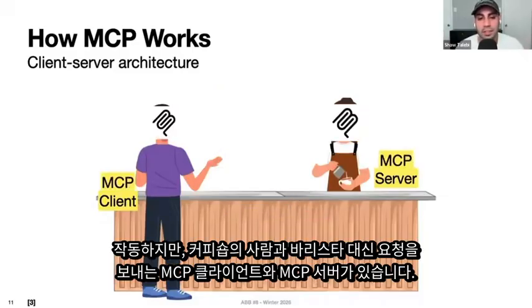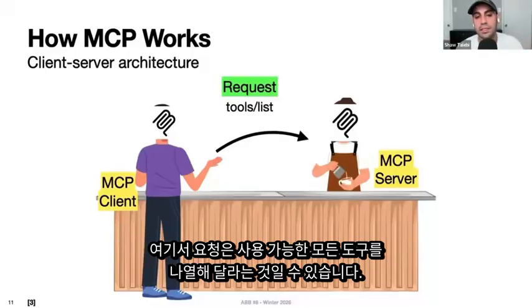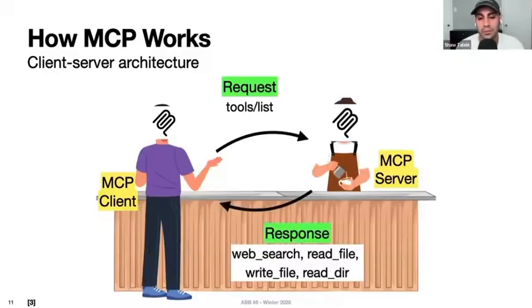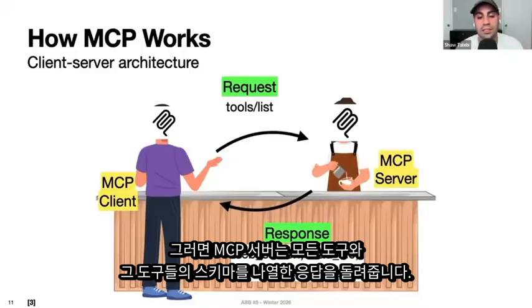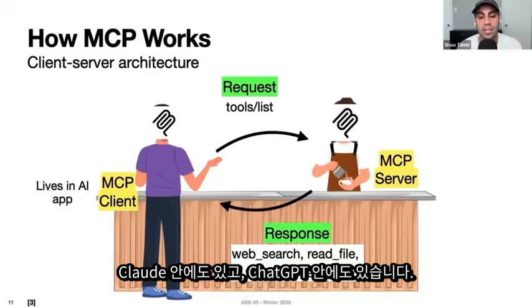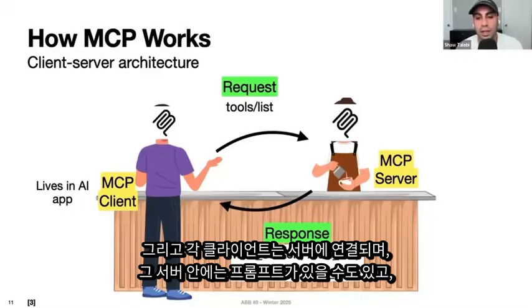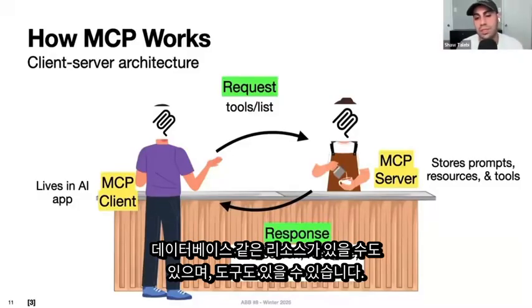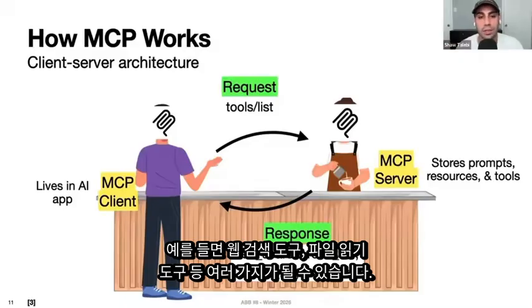But instead of a person in a coffee shop and a barista, you have an MCP client, which is the thing sending requests to an MCP server. So the request here might be, can you list all the tools that you have available? And then the MCP server will send back a response listing all the tools and the schema for those tools. This MCP client lives inside the AI applications. It lives inside Claude. It lives inside ChatGPT. It lives inside Cursor. And each client connects to a server, which within it can have prompts, it can have resources like databases, and it can also have tools. So it's like a web search tool, a read file tool, and whatever it might be.